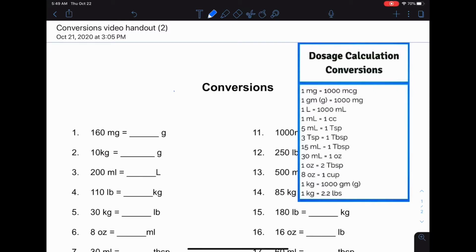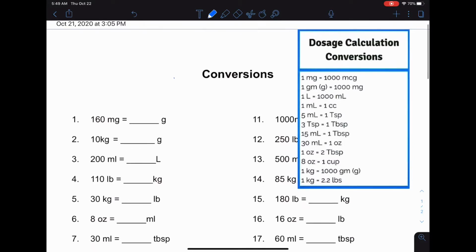Hey everybody, this video is going to walk you through how to do basic conversions using dimensional analysis. You can get this handout, there's a link for it in the description down below, so you can go ahead and print that out. You can work it out beforehand and come back here and follow along.